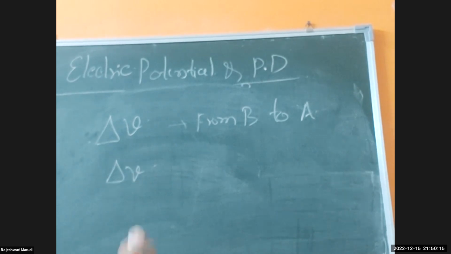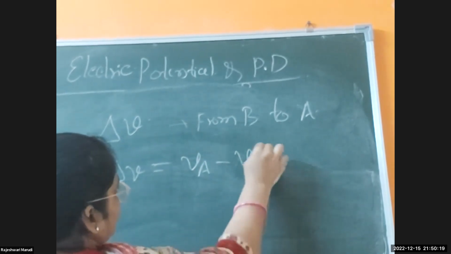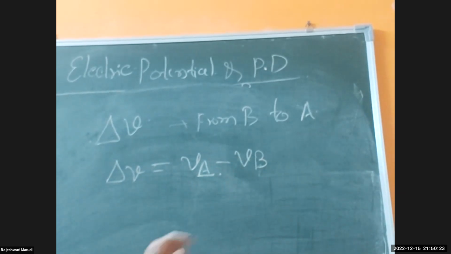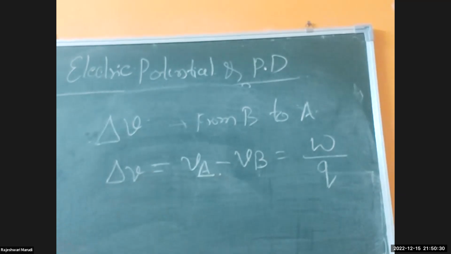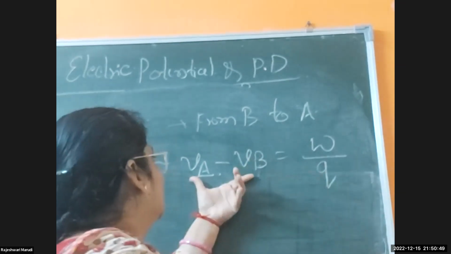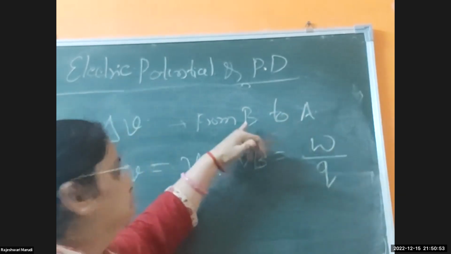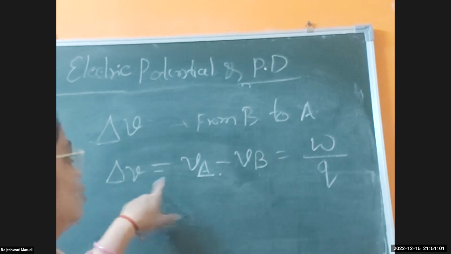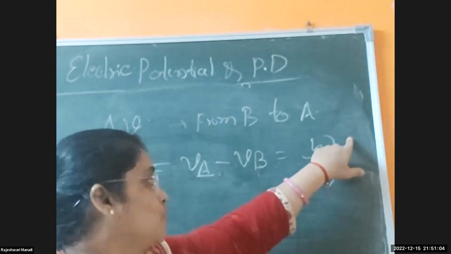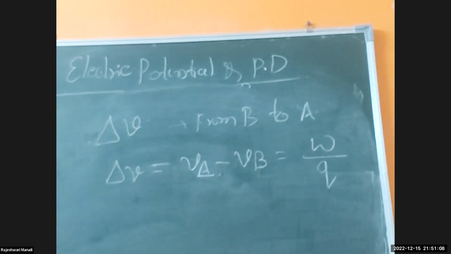The potential difference is represented by VA minus VB, where A is a point and B is also a point. And what is that? W by Q. Why? In the first chapter you studied that some work has to be done on a unit positive charge to bring it into an electric field. So according to the definition, potential difference means bringing the unit positive charge from point B to point A. Therefore, the potential difference, delta V, is given by VA minus VB, which is nothing but the work done divided by the charge, W by Q. Okay.